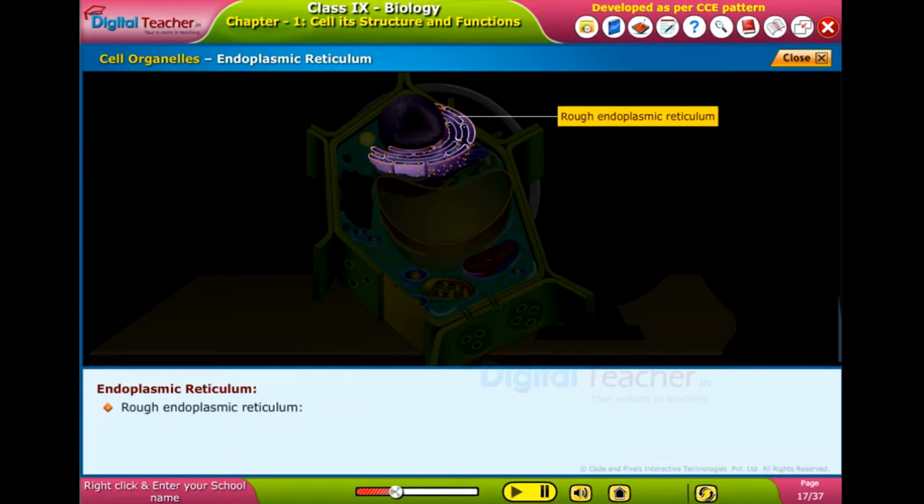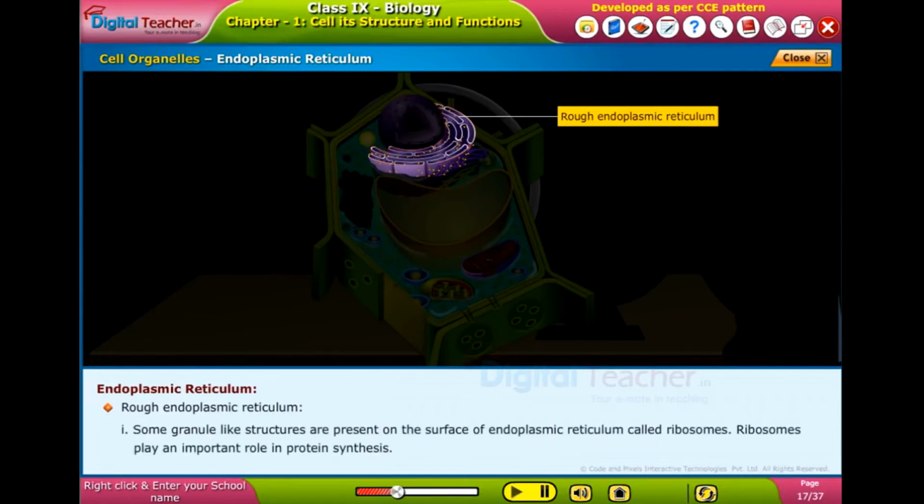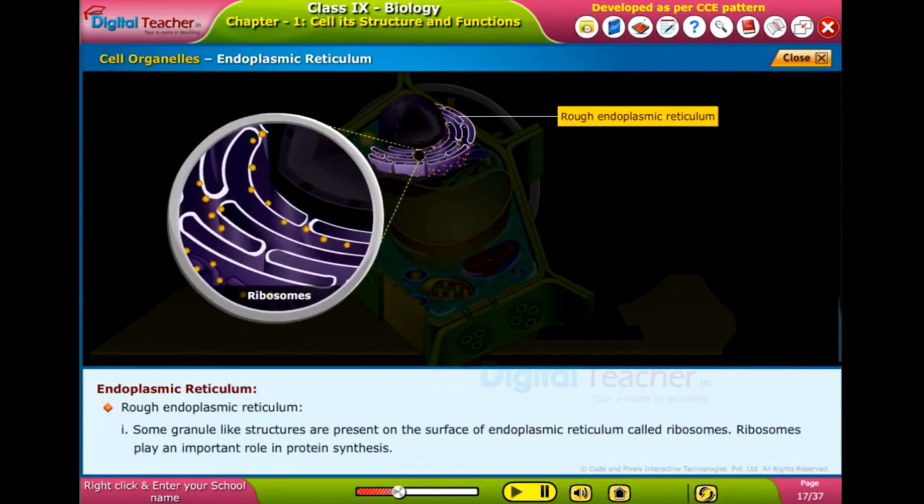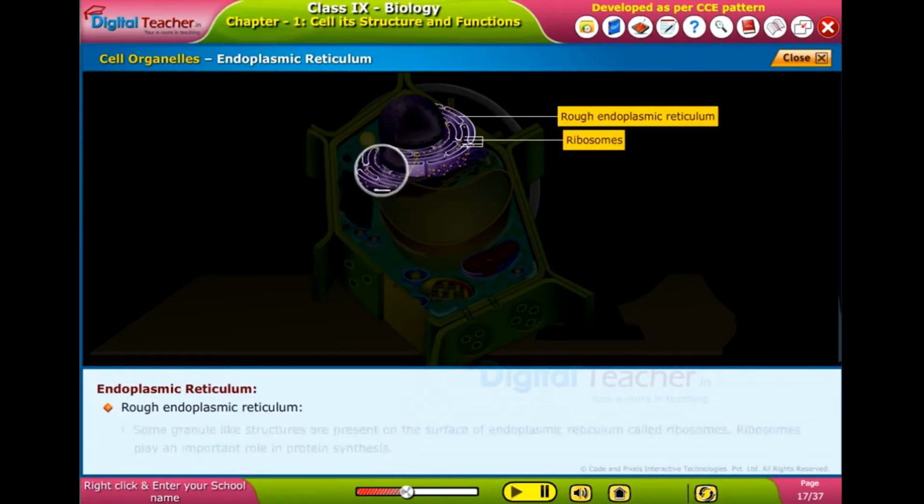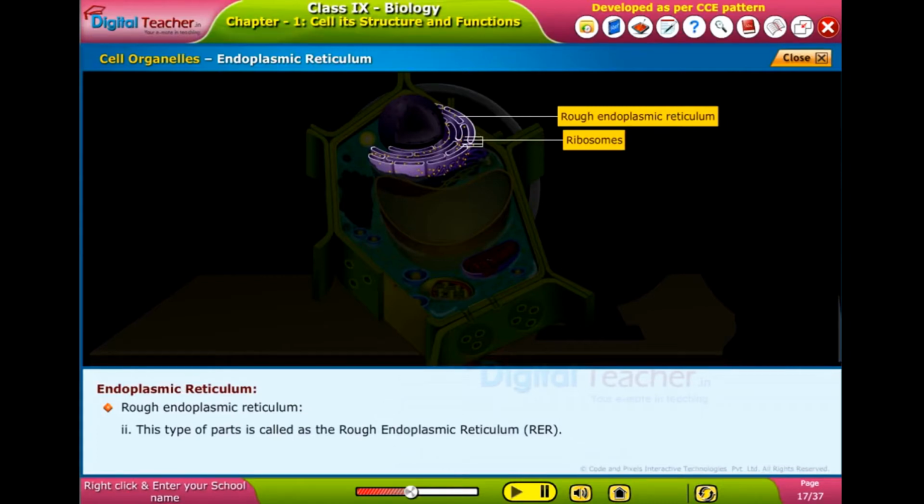Rough endoplasmic reticulum. Some granule-like structures are present on the surface of endoplasmic reticulum called ribosomes. Ribosomes play an important role in protein synthesis. This type of part is called the rough endoplasmic reticulum or RER. Proteins are manufactured in the rough endoplasmic reticulum.